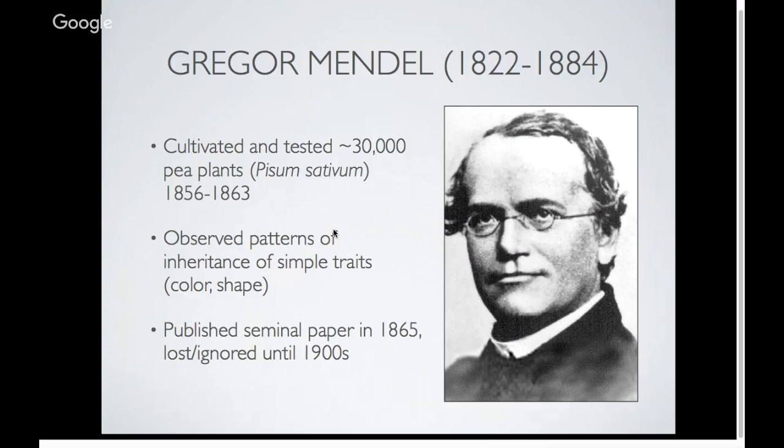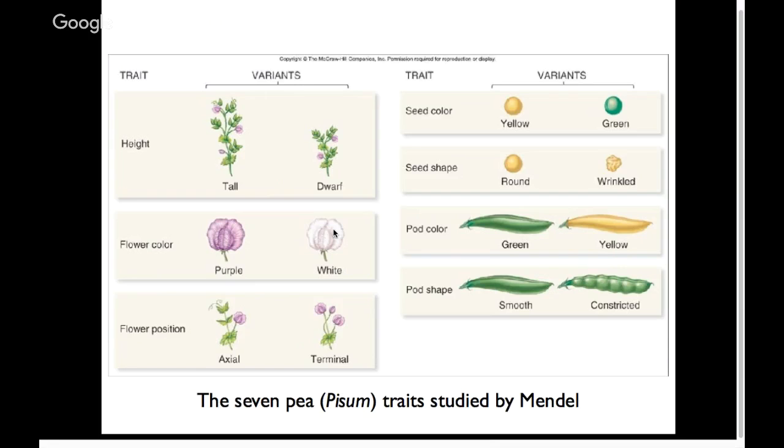So he published a really important paper describing all of this in 1865, but it wasn't really discovered by the broader Western scientific community until the 1900s, when somebody finally picked it up and translated it into English and said, this stuff is actually really important for understanding the mechanism of heredity that Darwin had proposed about 40 years ago. So Mendel looked at traits like this. He looked at height of the plants, he looked at flower color, flower position, whether they were coming out of the middle of the stalk or the end of the stalk, seed color, shape, pod shape, etc.